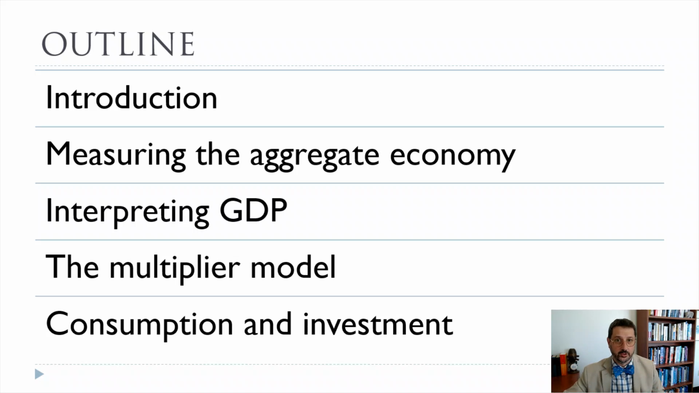Then we will build our multiplier model, which is really just the whole concept of one person's spending is another person's income. And then we'll talk about the two most important pieces of GDP, consumption and investment, and how they behave differently, especially over the business cycle. And so the business cycle are the ups and downs of the aggregate economy, and so we'll talk about that as well.